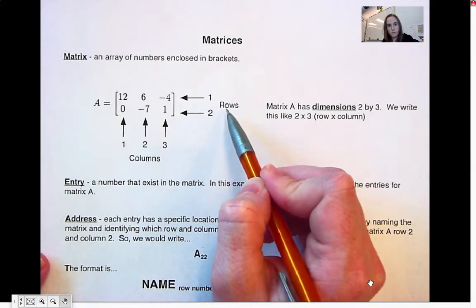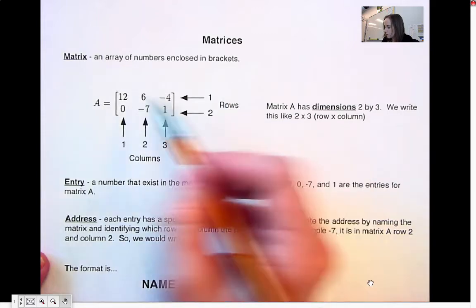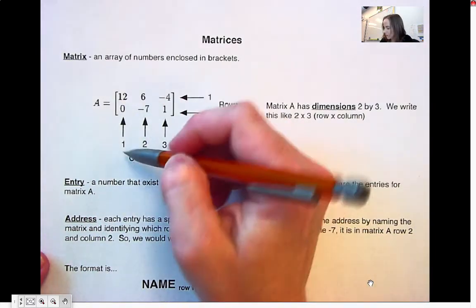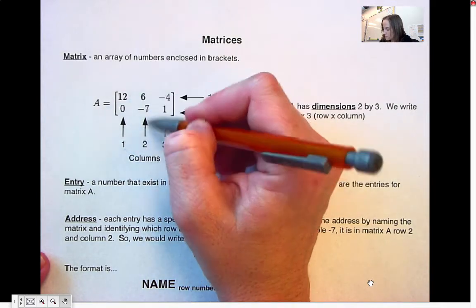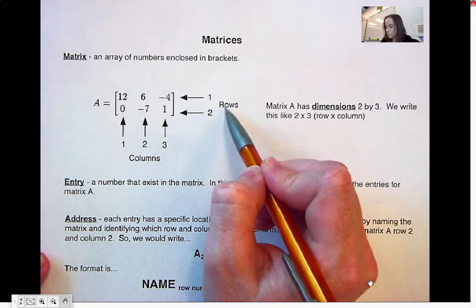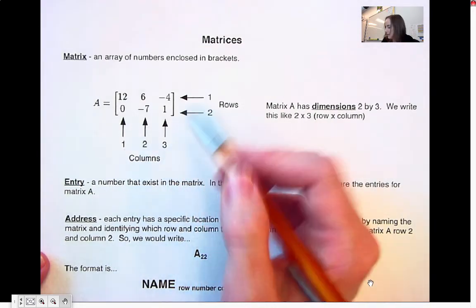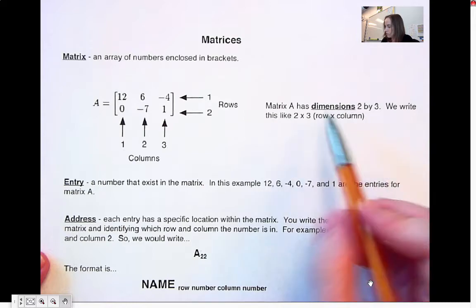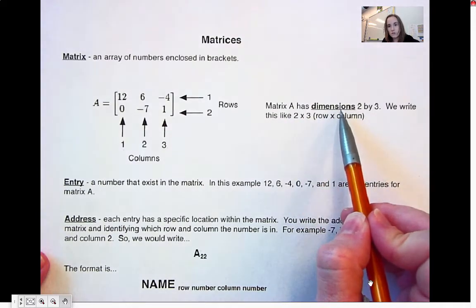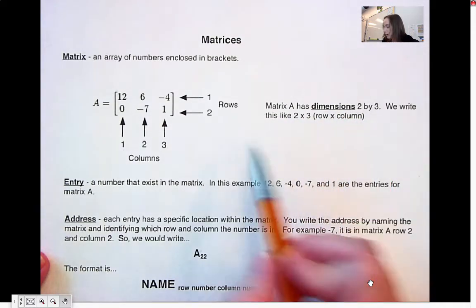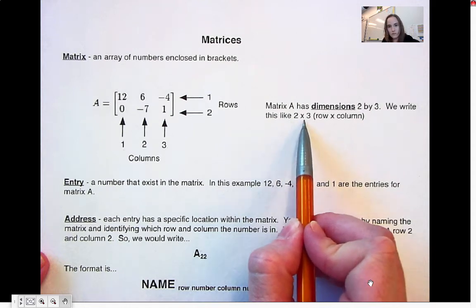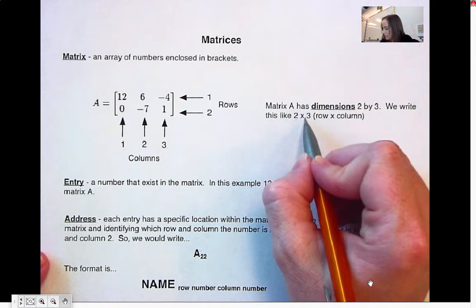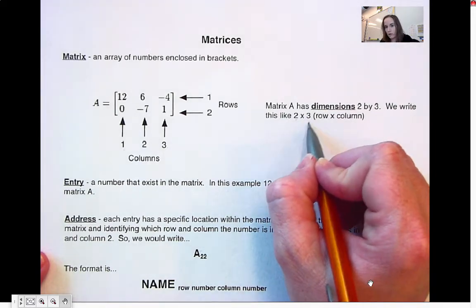It's made up of rows and columns. The rows are the horizontal lines, and the columns are the vertical ones. And so this particular matrix, matrix A, has 2 rows and 3 columns. And so we'll say it has dimensions 2 by 3, and we write it as 2x3, or the row and then the x, which means by, column.